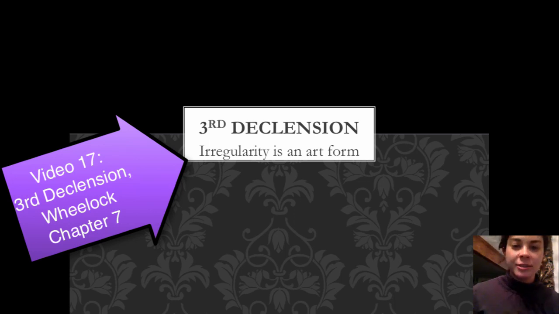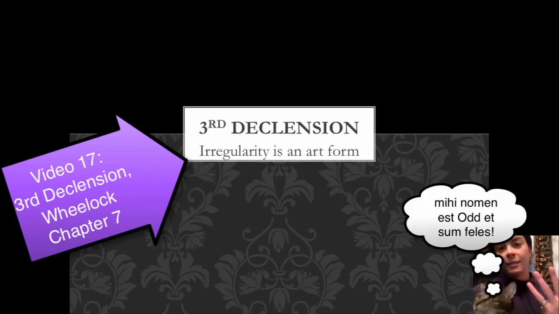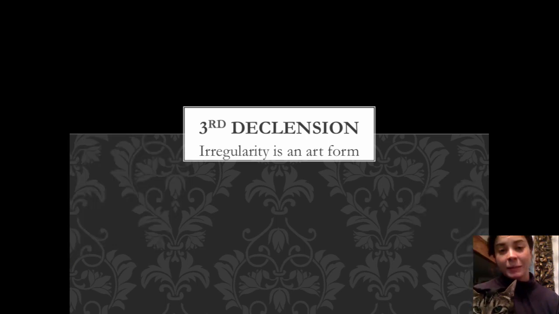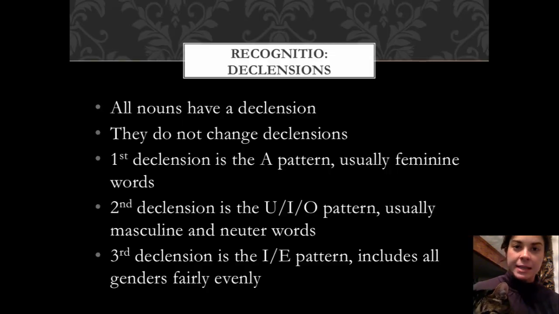So the third declension, remember, is a new declension. We know first declension and second declension, and now we're going to learn third declension, because, you know, we're so clever with names in Latin. So third declension, however, is kind of a pain because it's really irregular. So let's take a look and see how irregular it can be.